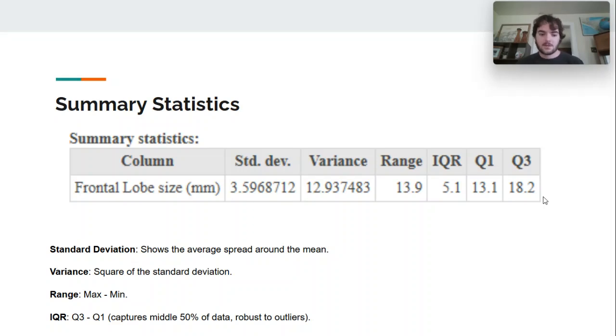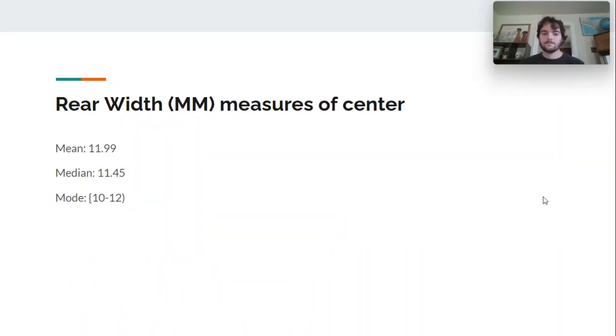The standard deviation shows the average spread around the mean. Variance is the square of the standard deviation. Range is the maximum minus the minimum. And the IQR is Q3 minus Q1, which captures the middle 50% of the data.